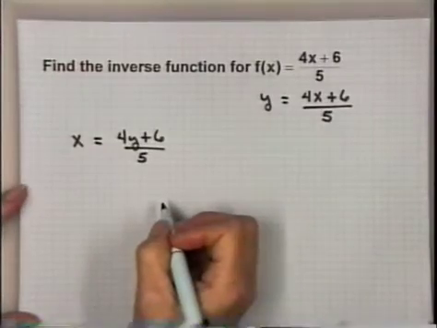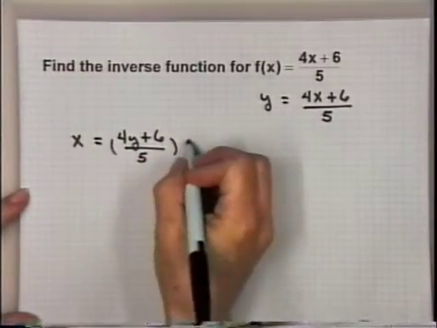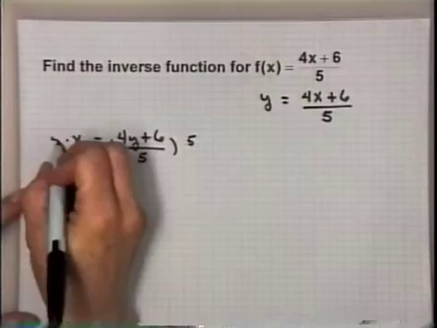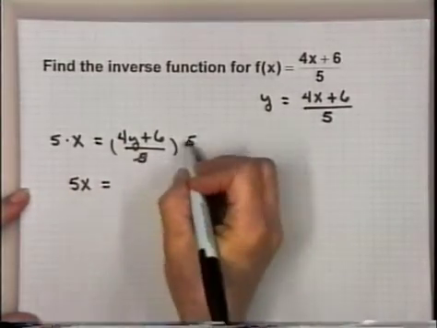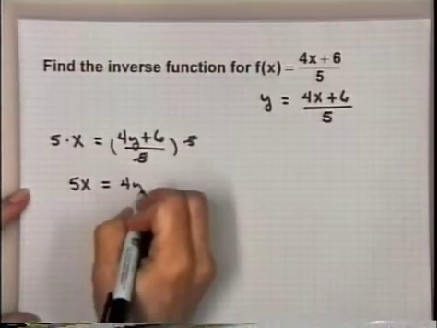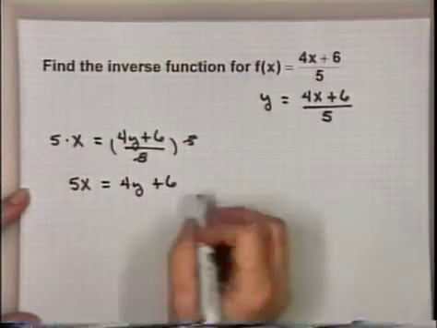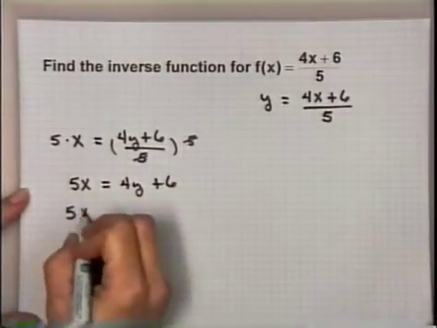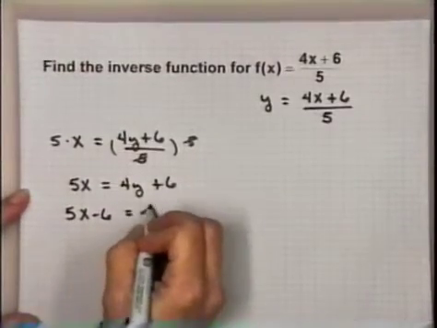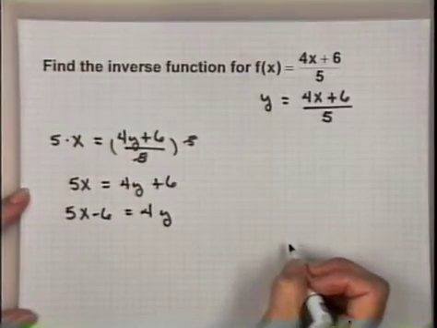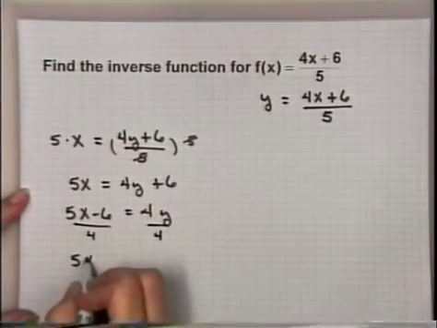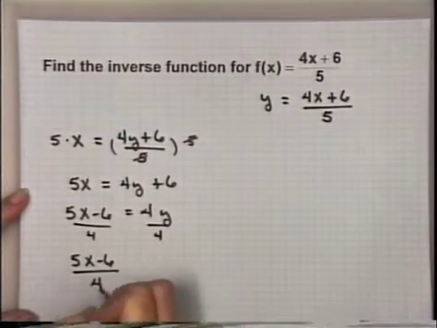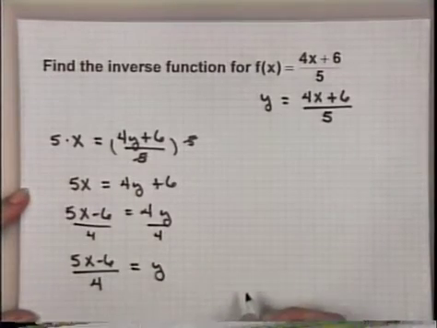Now we'll want to solve for y. So we're going to multiply both sides of this equation by 5. I have 5 times x equals, the 5's over here cancel, 4y plus 6. We'll subtract 6. 5x minus 6 is equal to 4 times y. And then we can divide by 4. So (5x minus 6) divided by 4 is equal to y.